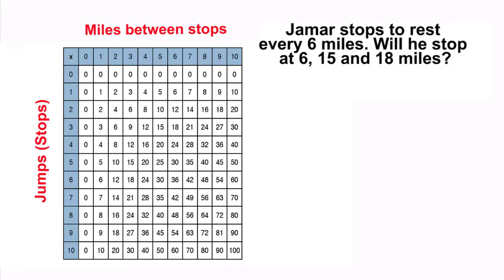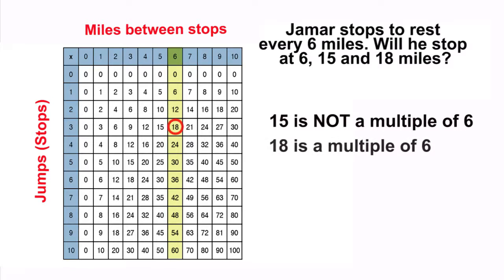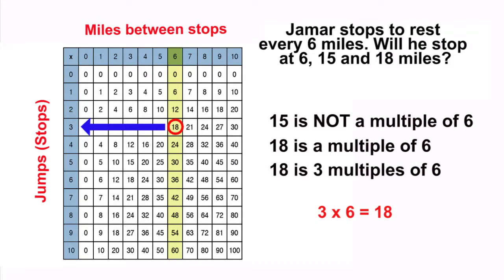If I had instead used my multiplication chart, I would have found 6 at the top of the chart, and going down the column, I can see that there is not a 15 in the list of multiples going down. So this also shows that 15 is not a multiple of 6. However, I do see 18. To find how many multiples of 6 this is, I would look on the left side and see that 18 is 3 multiples of 6.